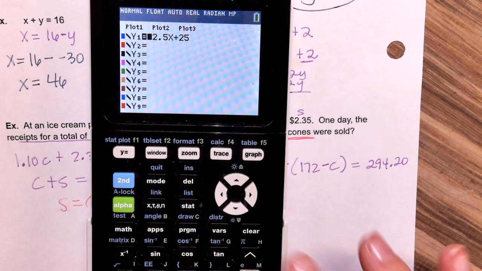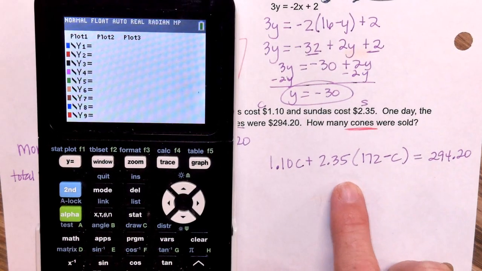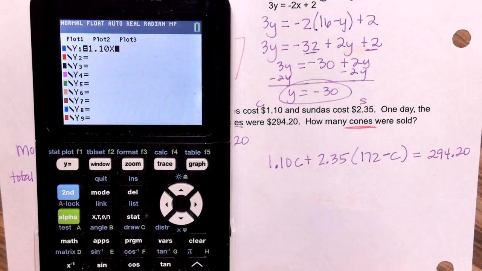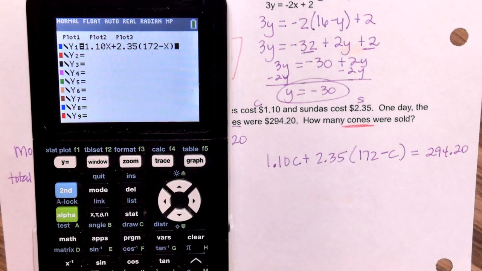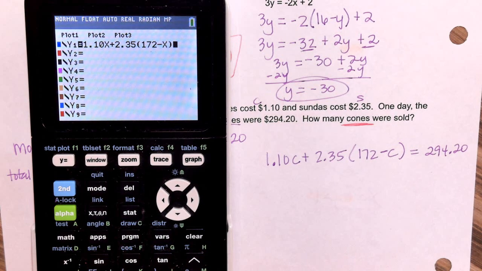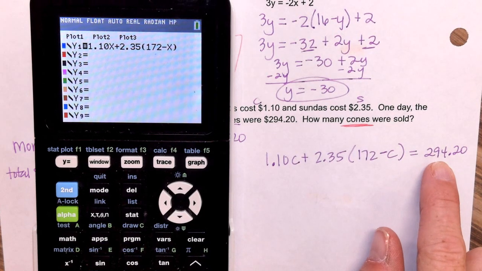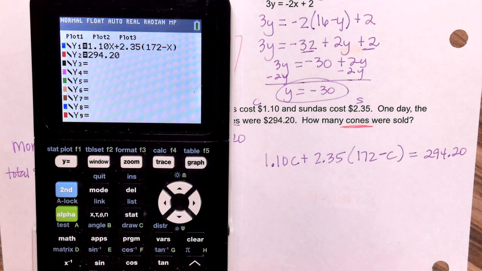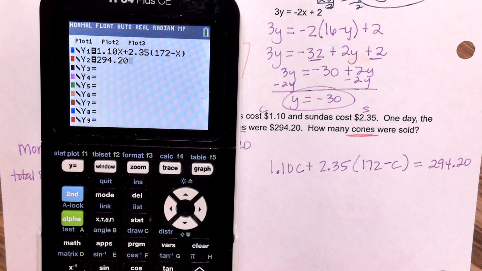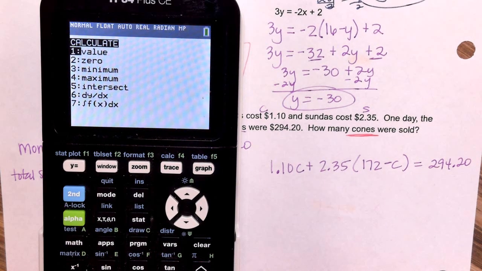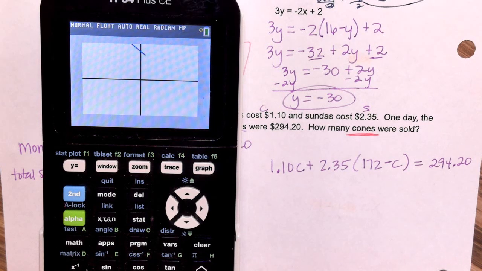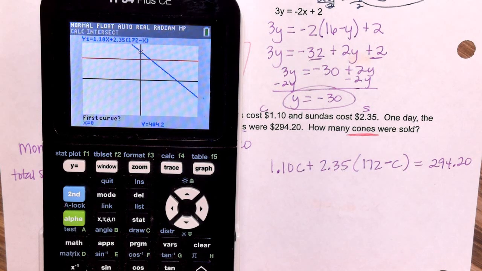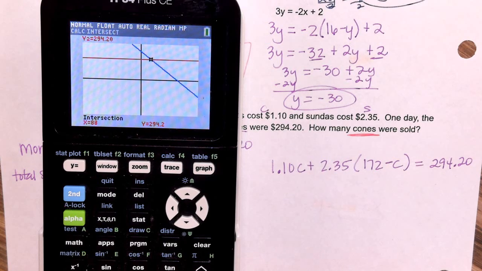All right, I go to Y equals. I put in the left side of the equal sign. So 1.10x plus 2.35 open parentheses, 172 minus x, close parentheses. For Y2, I put in the right side of the equal sign, 294.20. All right, where do I go? Option? 4, 5. Look at them. 5. I want the intersection, right? Enter, enter, enter.